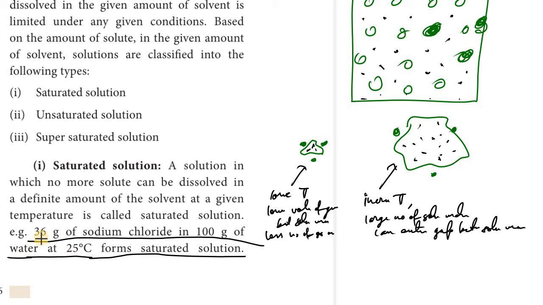So if you try to dissolve 35 gram of sodium chloride, then it will be dissolved. At that time, you will not call it a saturated solution. But if you want to dissolve, say, 37 gram of sodium chloride, then you will observe salt at the bottom of the solution, because then all the gap is filled up. Okay.